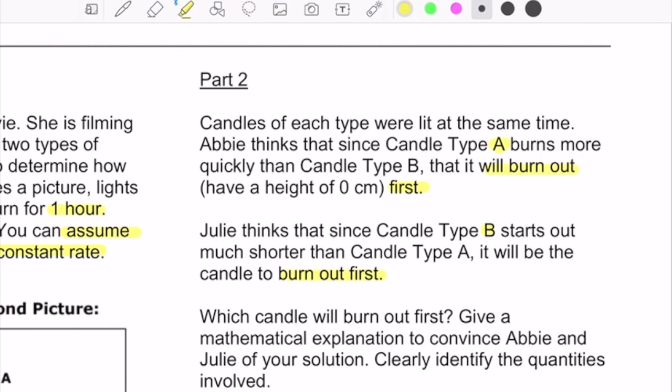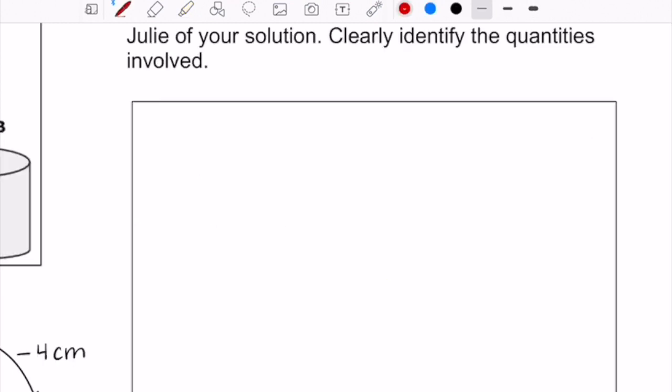Give a mathematical explanation to convince Abby and Julie of your solution. And so we want to make sure that in this question, we not only answer the question of which candle would burn out first, but we also provide an explanation of why it is the case that that one is burning out first. The box that's provided for this question is large, which indicates that it's a short answer type response. So this is where you're going to be able to type numbers on your keyboard.